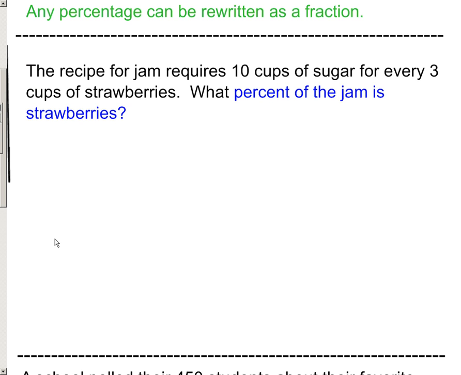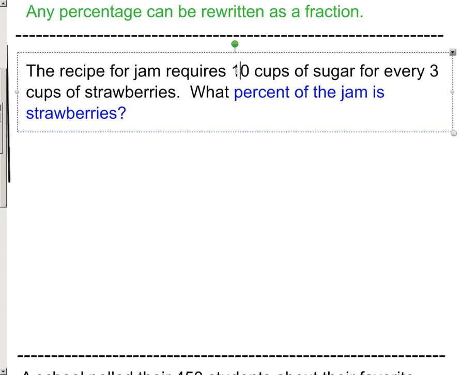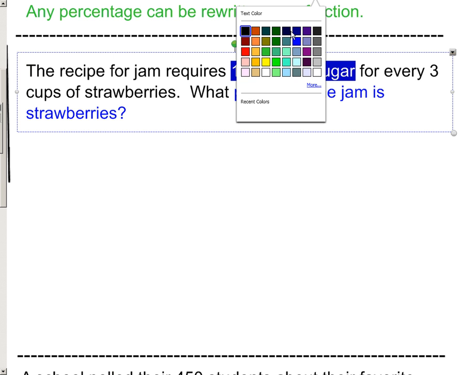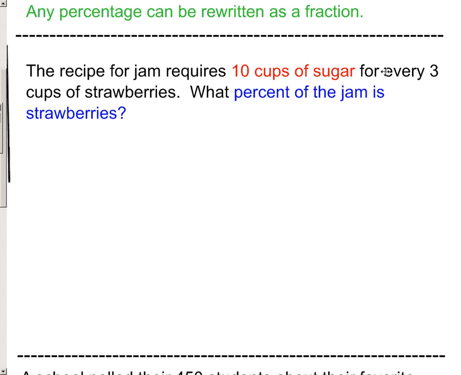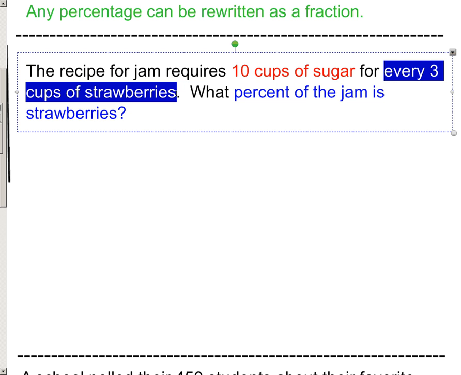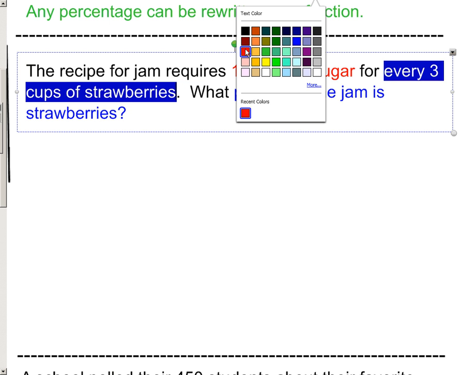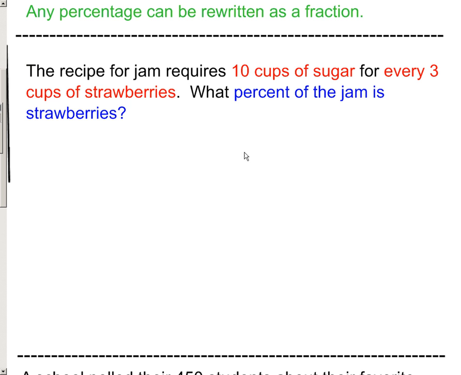There we go. The recipe for jam requires 10 cups of sugar for every 3 cups of strawberries. What percent of the jam is strawberries? So I need to know what percent of the jam. We have nothing to deal with percents in the question. We just know that, quite frankly, there's a ratio of 10 cups of sugar, so let's go ahead and make that red to stand out, for every 3 cups strawberries. So that's kind of like our information. And then it just says, well, what percent of the jam is the strawberries?